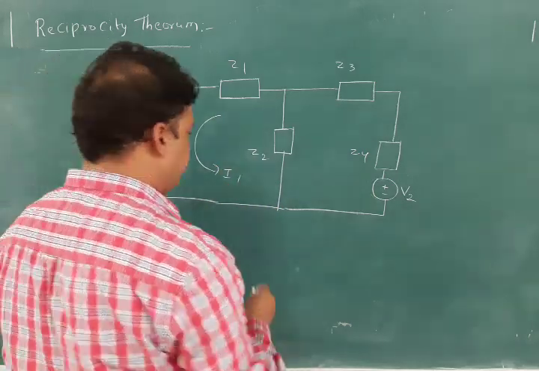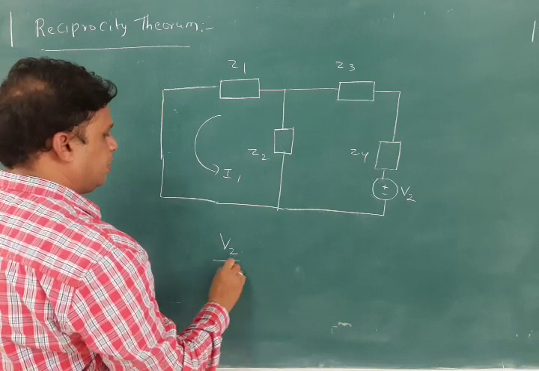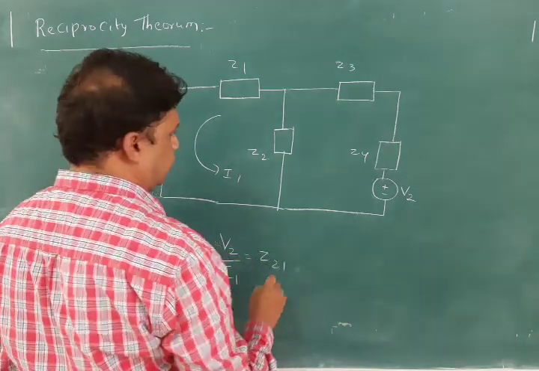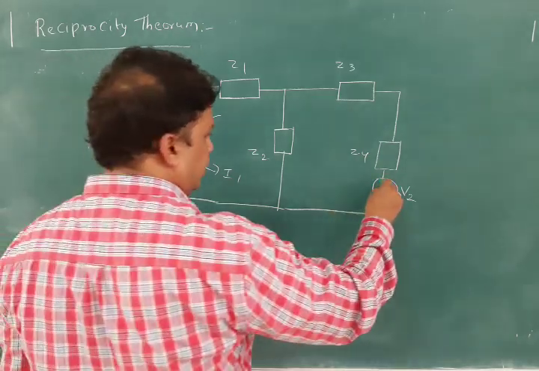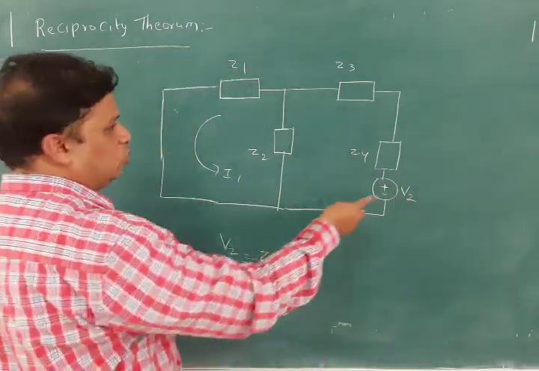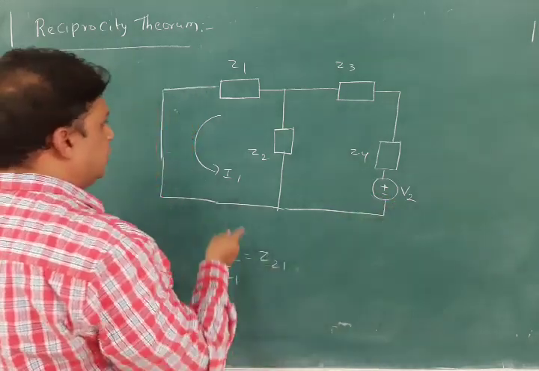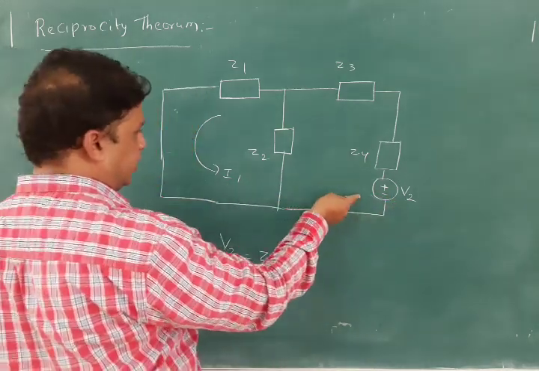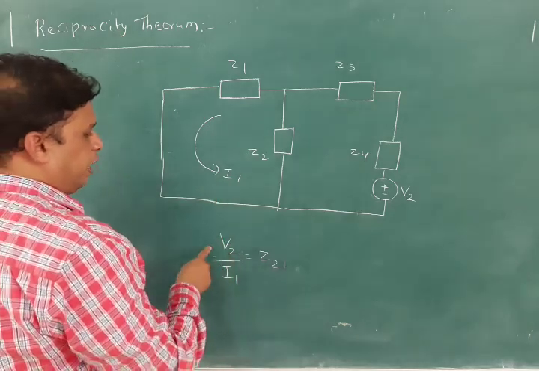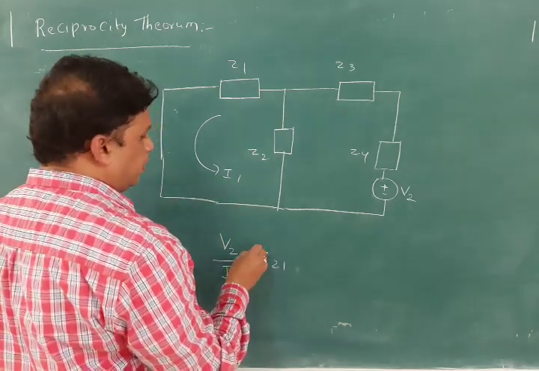So here the ratio will be V2 by I1, which equals Z21. The ratio has changed: V2 means the loop 2 voltage, the excitation that you apply here, and I1 is the response you get here. V2 by I1 is equal to Z21.